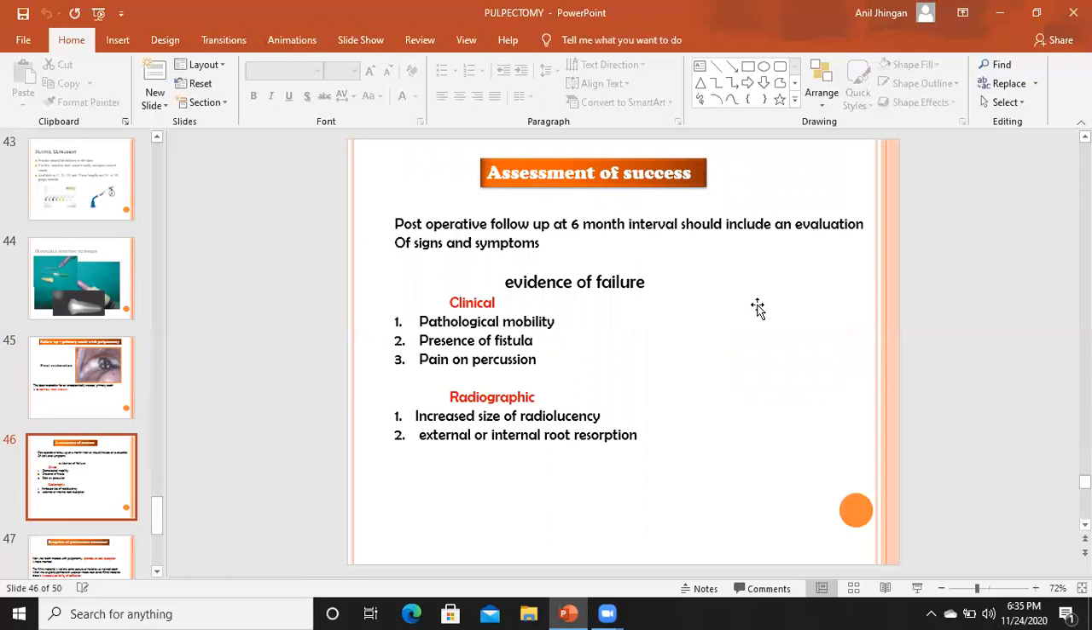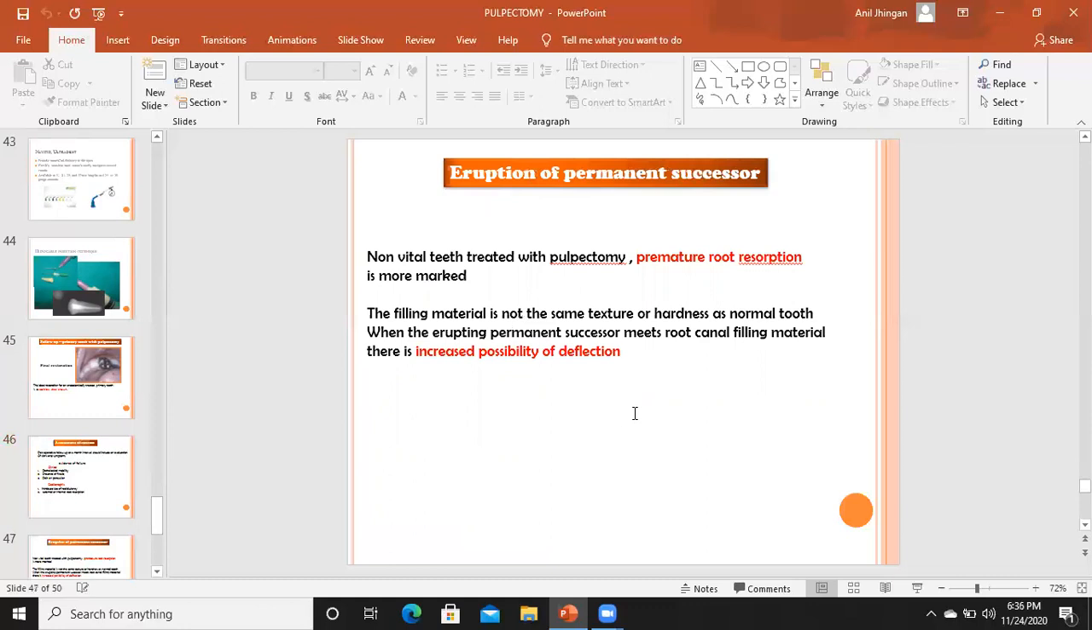Now, once we have done the pulpectomy procedure, it is also important to judge and analyze the success of our treatment. Post-operative follow-up is done at 6 month intervals for medium and low risk patients, and 3 month follow-up is done for patients who have high caries risk. When the patient comes for follow-up, the things that we check for as evidence of failure are pathological mobility, presence of fistula, and pain on percussion. All these signs show that there is clinical failure. And on radiograph, there may be increased size of radiolucency or external or internal resorption, showing that the treatment is going towards failure.